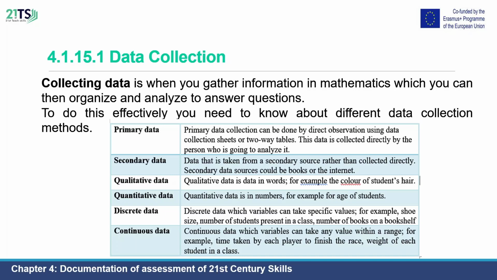Secondary data is taken from a secondary source rather than collected directly from the participants. This is known as secondary data. A secondary data source could be books or the internet. A researcher who collects information from books, from the internet, or from another source which is not collected directly from the participants is still regarded as using secondary data.